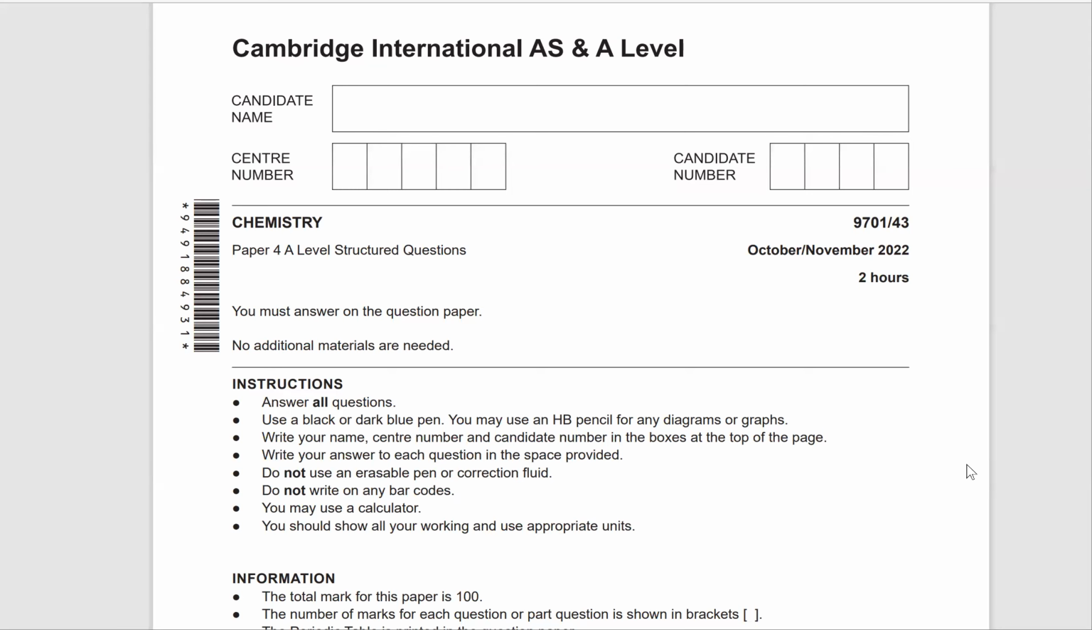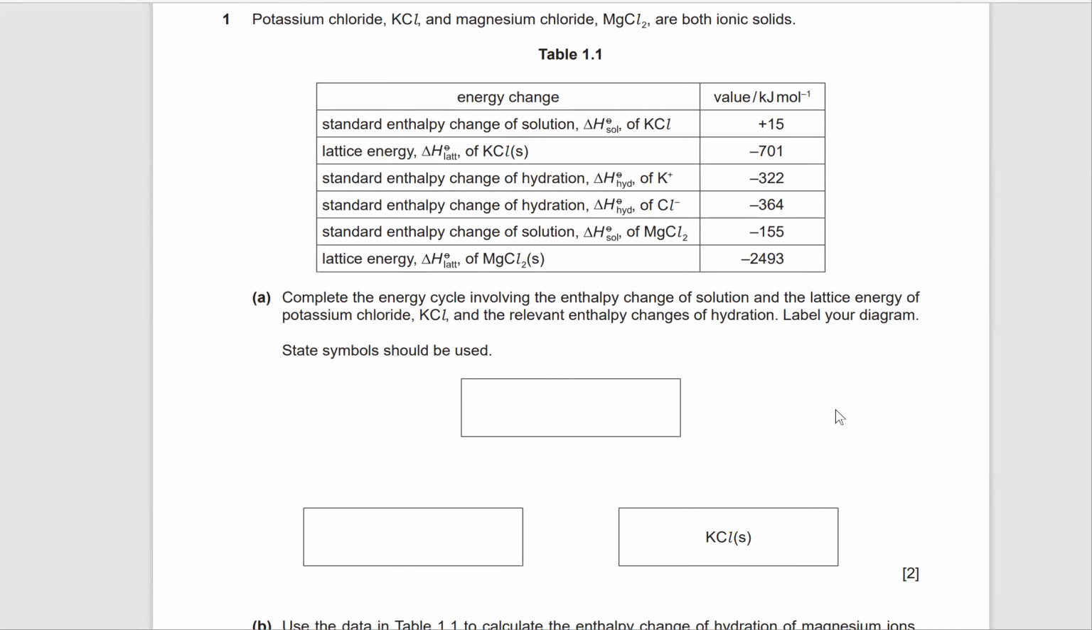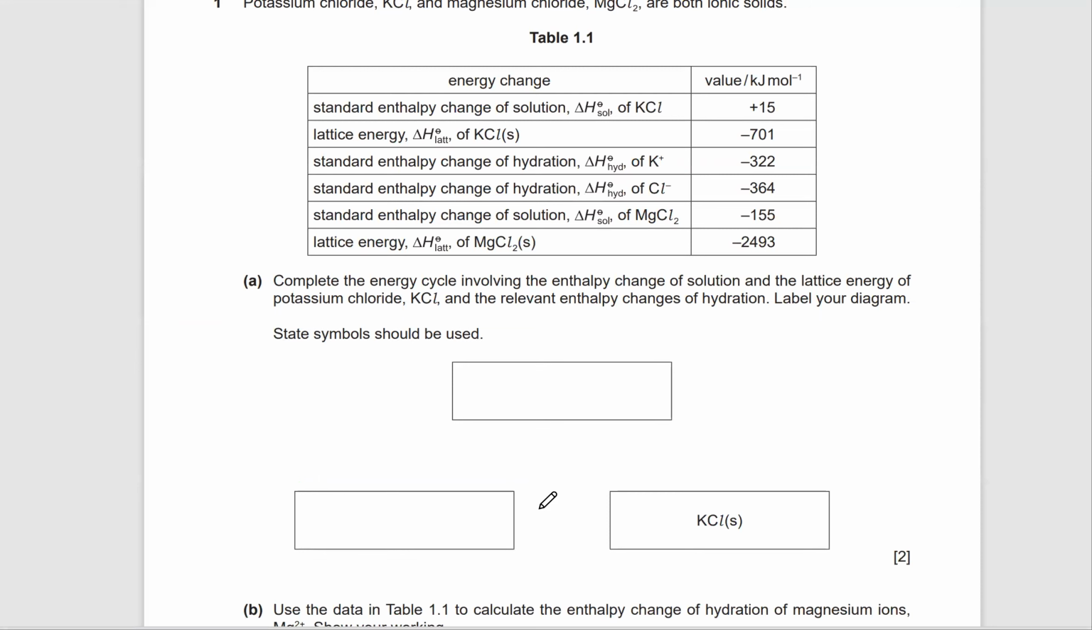Question paper 4-3, okay. So I guess this one is from enthalpy of solution, okay. The question is that all this data is given. He's saying complete the energy cycle involving the enthalpy change of solution. So enthalpy change.